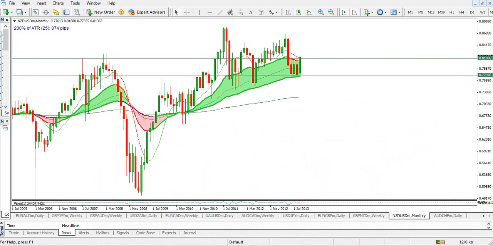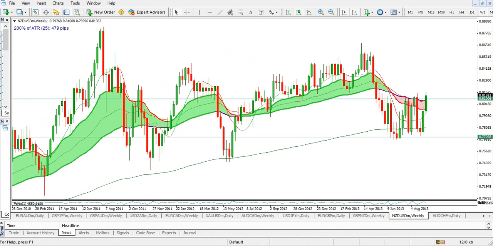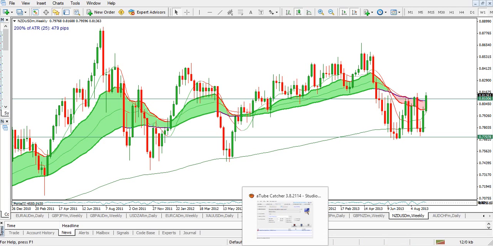Let's just get to it. We have finally closed above that controlling candle for me. So for me, we're now looking at longs finally on this pair. So for me to be going short, I would need to see price closing back down below, which is now support, before I considered taking any more shorts.